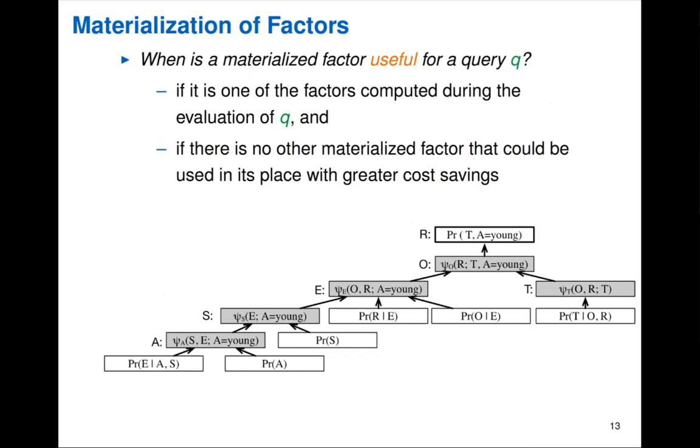What the second point means is basically that, for instance, if we have materialized the factor at nodes S and E, then the materialization at node E is useful compared to the materialization at node S, since the precomputation at node E allows us to prune the subtree which already contains the subtree at node S. So if we have materialized both the factor at S and the factor at E, then we cannot say that S is useful for the query since E is already useful for this.